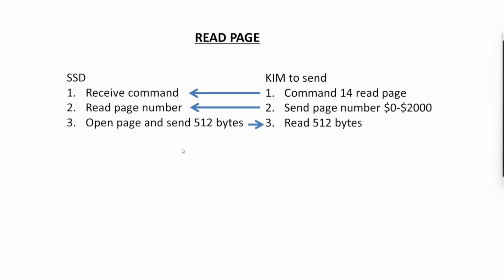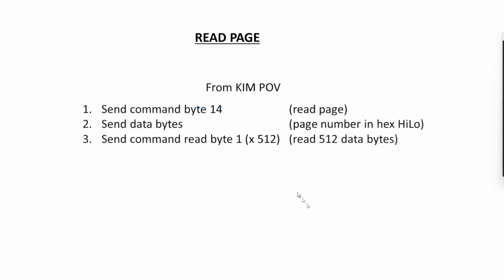If the solid state drive receives an unexpected command, it will try to cope with it, and basically if you say you're reading or something, it just forgets what you're doing and jumps back to the new command. Try to make it a little bit robust in case things go wrong. So read a page from the KIM's point of view, send a number 14, send which page in 2 data bytes, and then read how many bytes you want, straightforwards. So read a byte is command number 1.